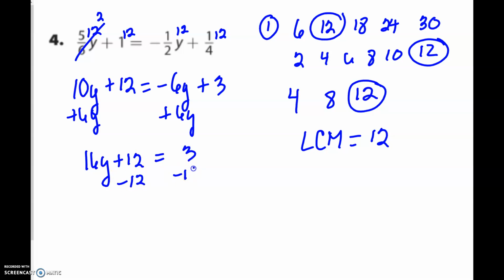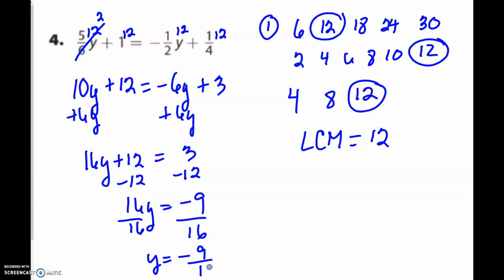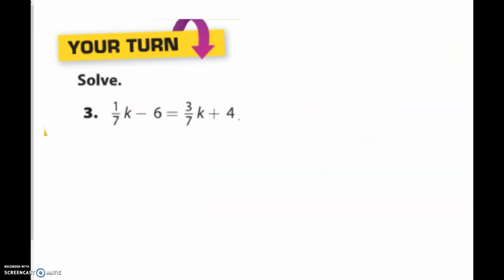Subtract 12 from both sides. And what do we have here? 16y equals 3 minus 12. Looks like that's a negative 9. Now we're going to divide both sides by 16. That looks like it's not going to be a very nice fraction. So we literally just have minus 9 over 16. That does not simplify at all. All right, so negative 9/16 is our answer.